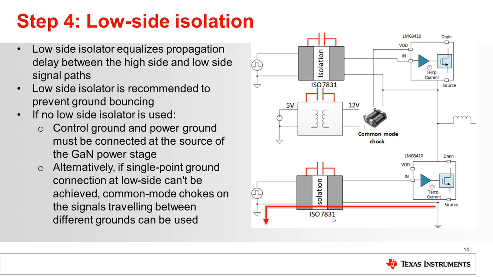However, if a low-side isolator is not used due to cost or other reasons, here are 2 recommendations. If possible, try to connect the control ground and power ground at the source of the GaN power stage, so the potential difference between the two can be minimized. Alternatively, if single point ground connection at the low side cannot be achieved, common mode chokes on the signal traveling between different grounds can be used.